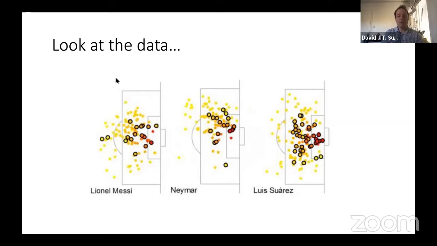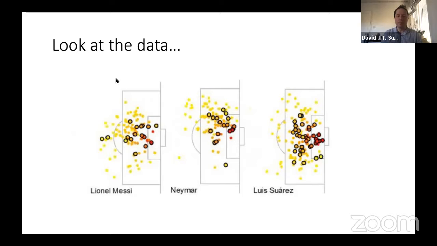What's shown here is all of the shots taken by Messi, Neymar, and Suarez. The color of them is basically the probability that on an average day of football, they would have scored that shot. The black ring means that they scored the goal. What you'll notice in particular for Suarez is that most of these shots are very close to the goal. They're all inside the box apart from two which Messi has scored.